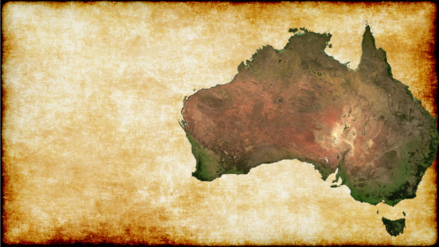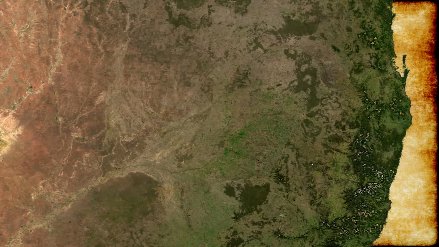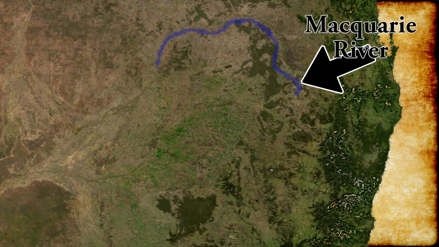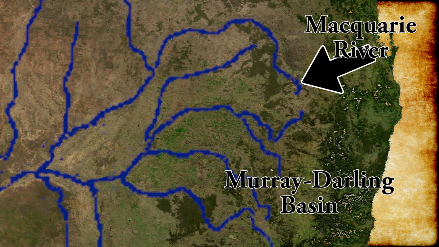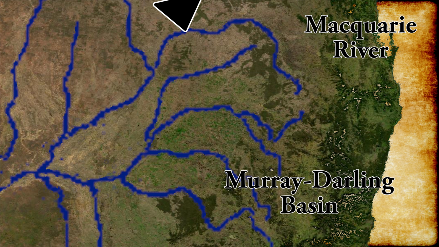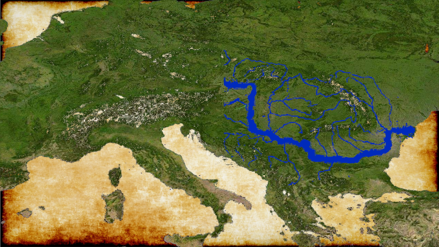The story starts over to the east of the continent. The Macquarie River is part of the wider Murray-Darling Basin. It flows counterintuitively westward, away from the sea, a feature which was only known to Europeans under a select few circumstances. In Europe, there is the River Danube.